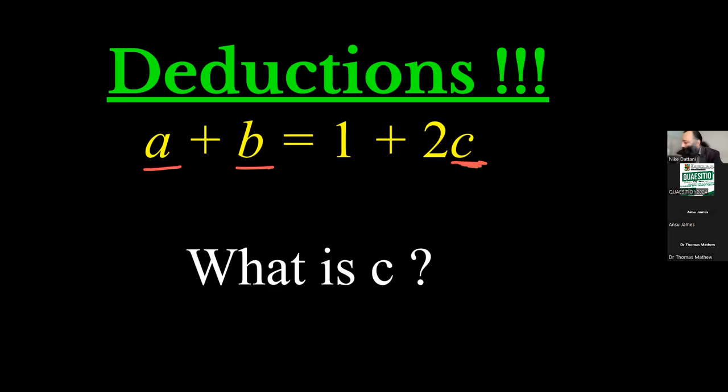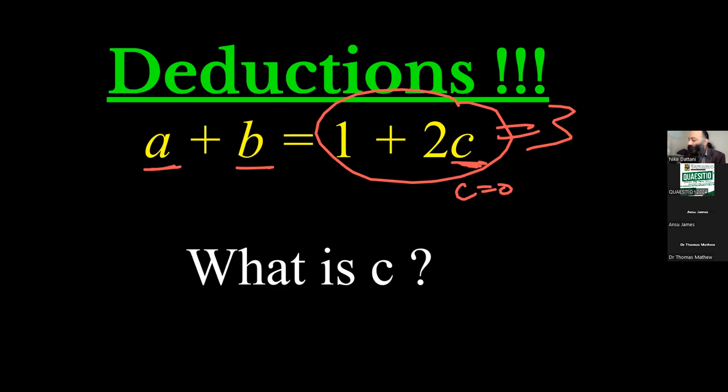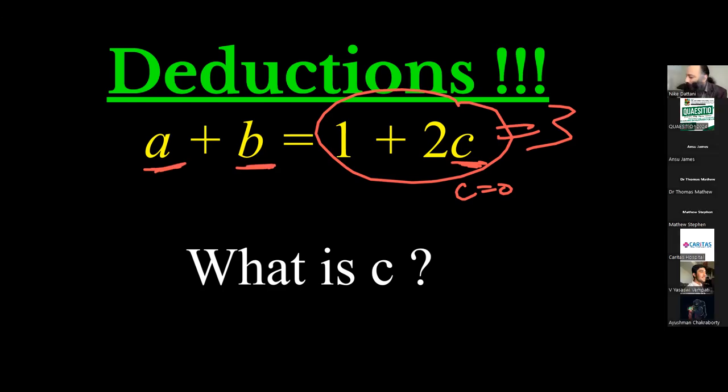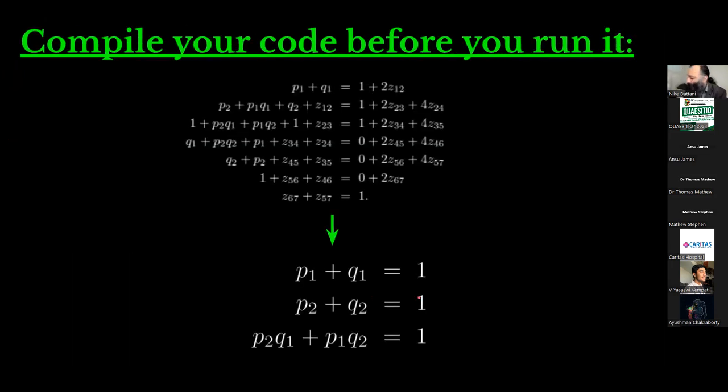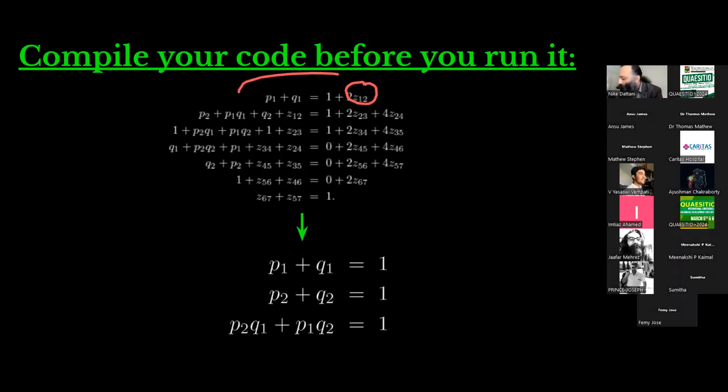Zero, that's good. Yes, C equals zero. Because if C equals one, then we would have three. There's no way that one plus one can equal three, or zero plus one can equal three. There's no way that the left side could be a three, so the right side would be a three if C equals one. So C has to be zero. Because of that, we know in this first equation, Z12 has to be zero.